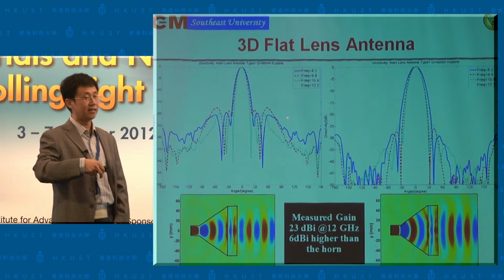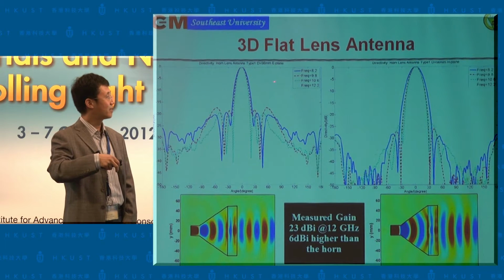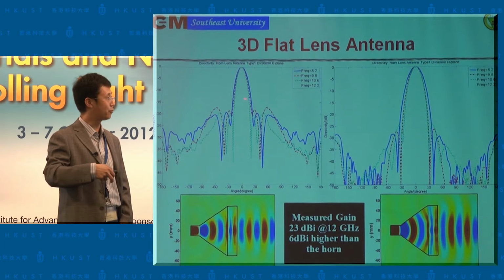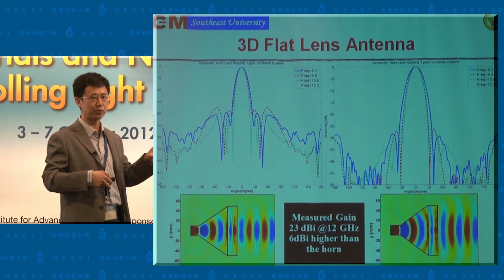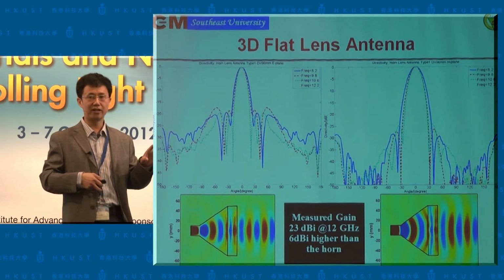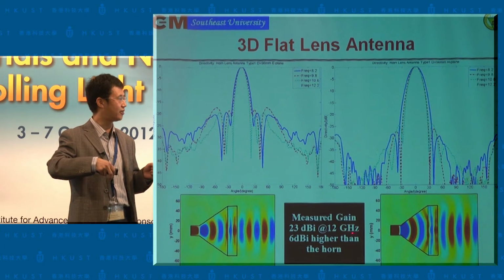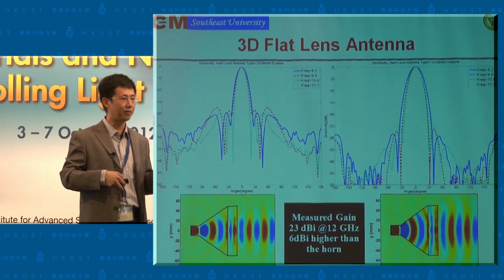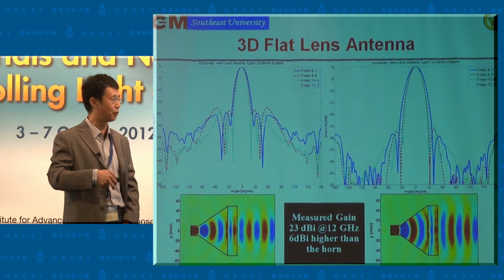And this is the measured radiation pattern. This is the E-plane radiation pattern. This is the H-plane radiation pattern. We can see that covering the whole X band from 8 to 12 gigahertz, the small aperture antenna has very good far-field radiation properties. We compared with the same aperture horn antenna with the same length. We can see that at 12 gigahertz, the metamaterial slab lens antenna can enhance the gain by 6 dB compared with the original horn.